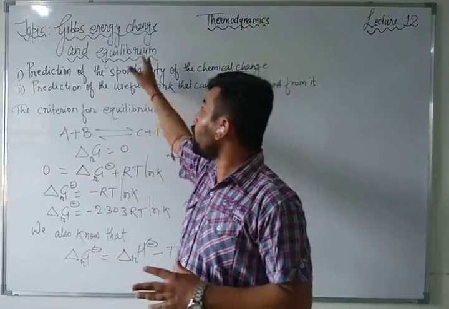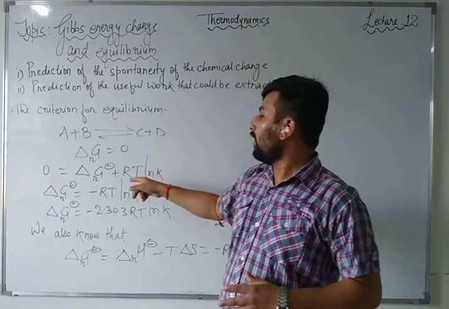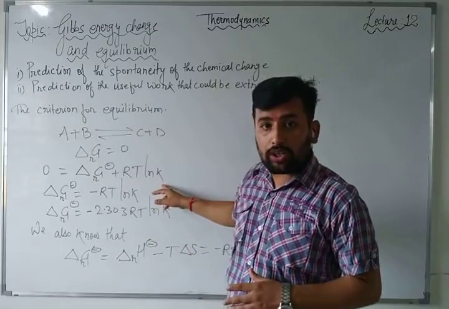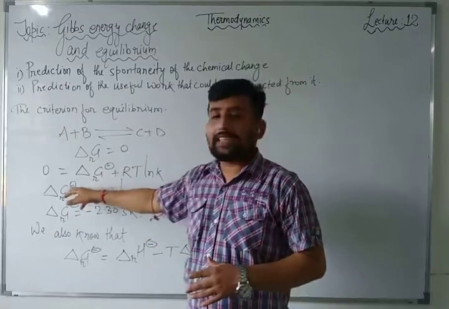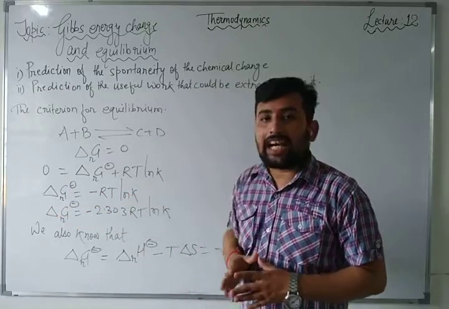So there is no change in Gibbs energy. If it is 0, then you know very well that equation, the Gibbs free energy equation, delta G standard plus RT log K is equal to 0. So delta G standard, the standard Gibbs free energy change, is equal to minus RT log K.